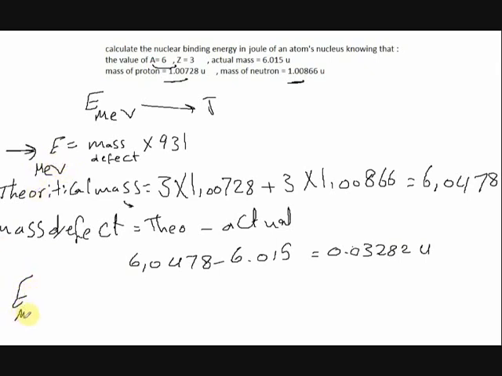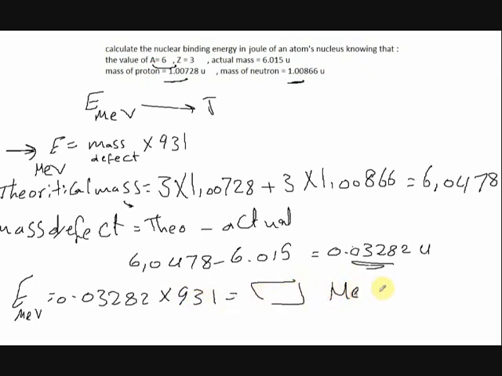The next step is to calculate the binding energy in million electron volt. So the energy in million electron volt equals mass defect times 931, and the result here is in million electron volt, which equals 30.55. To calculate the nuclear binding energy in joule, we can convert the energy from million electron volt to joule.